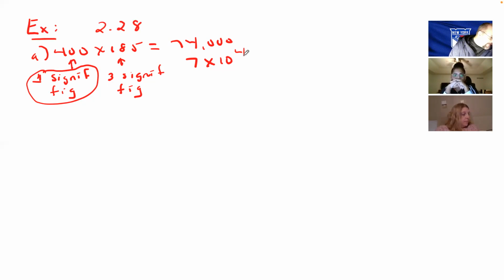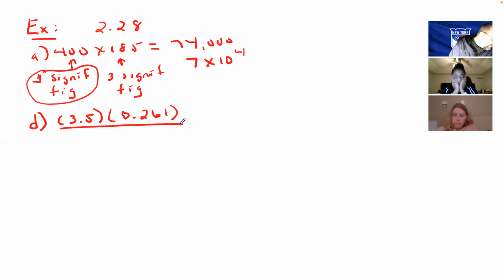Just want to take a look at D. So we've got 3.5 times 0.261 over 8.24 times 20.0.